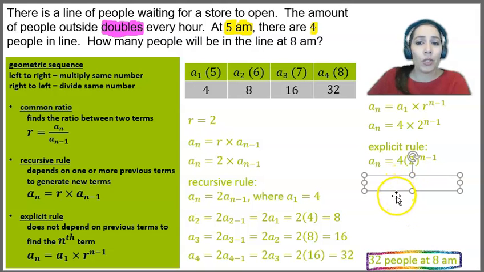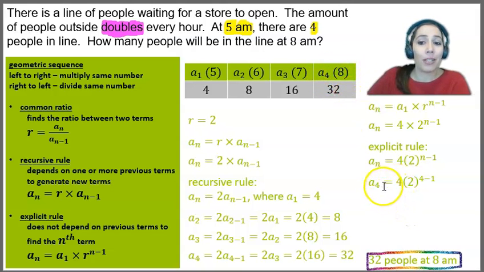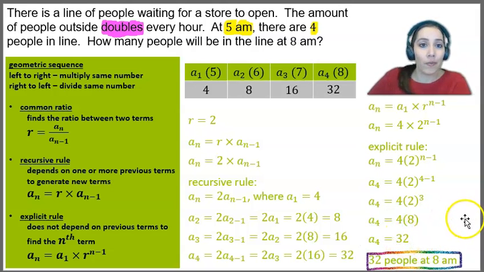Now, with the explicit rule, we just have to plug in our 4, because 4 is the term when it is 8 a.m. Notice how that's the only thing I had to plug in was the 4. I don't have to know what a sub 3 is if I use the explicit rule. So I really have 4 times 2 raised to the 4 minus 1 power, which is the same thing as 2 cubed, which is 8, and 4 times 8 is 32. Remember, the recursive rule is helpful when you just have a few terms to find because you have to know the previous term. The explicit rule is best to use when you're looking for a number further in your sequence. And you can use both of them on some occasions.